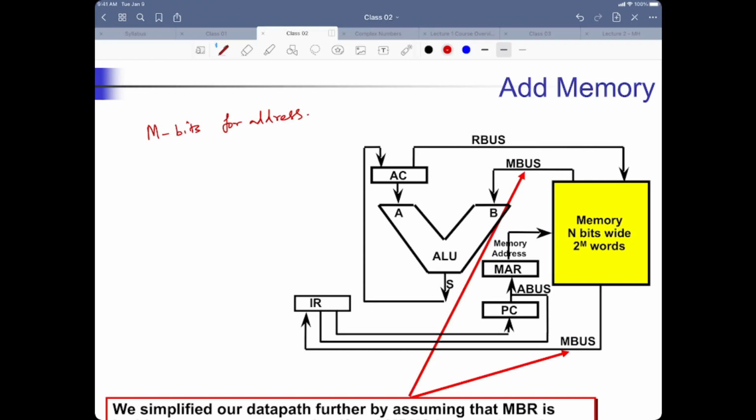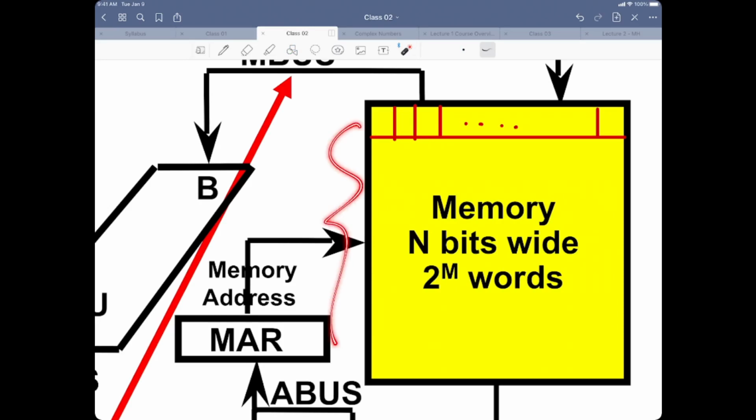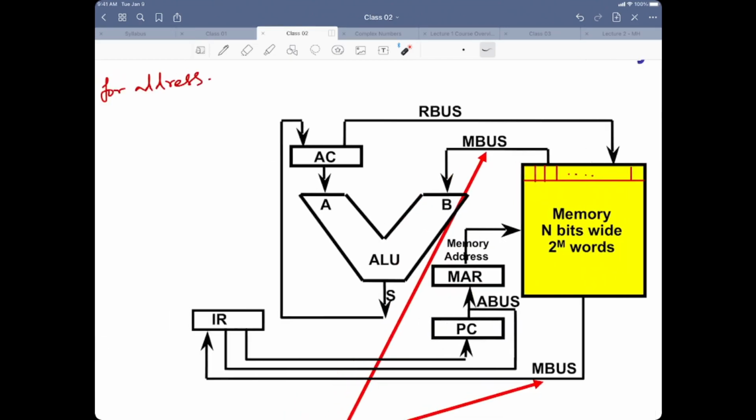Our memory is organized like this, so let me show it here. Those are n bits, right? 1, 2, 3, 4, and so on up to n. And there are 2 raised to m such words, because we are using n for data and m for the number of address bits.